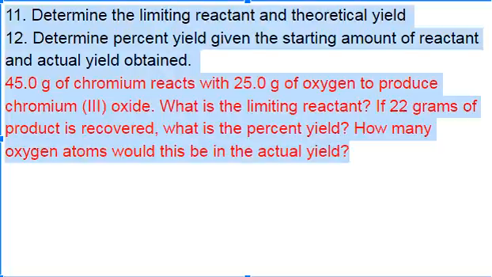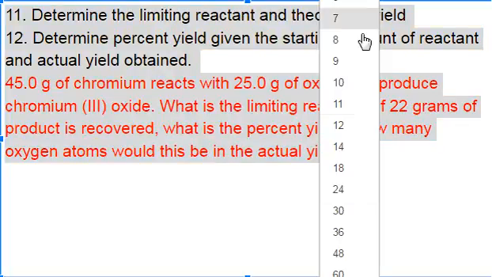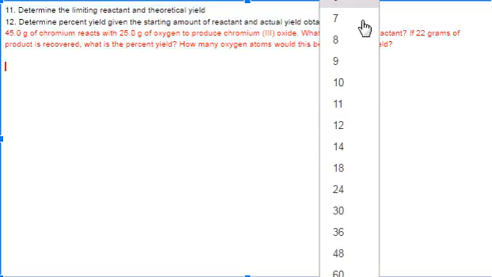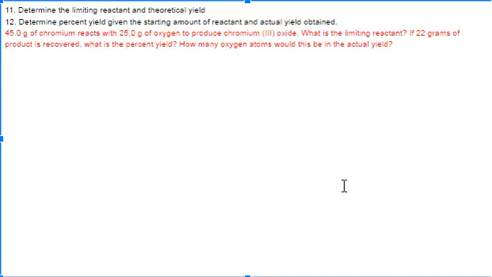So let me make this all a bit smaller so I can fit all this on here. And I'll make this a little bigger so you can actually see it. So first of all, I need my balanced equation, which is going to be chromium. It's monoatomic as a metal. Plus O2, since it's diatomic. And we're told that it's going to be chromium 3 oxide.